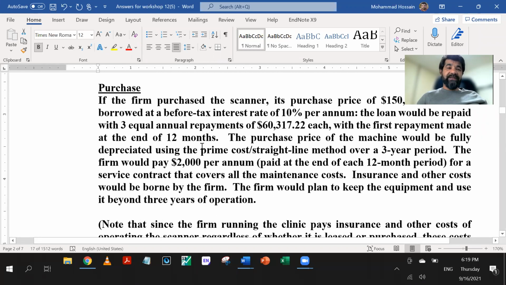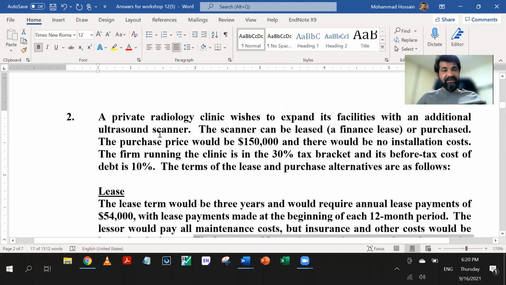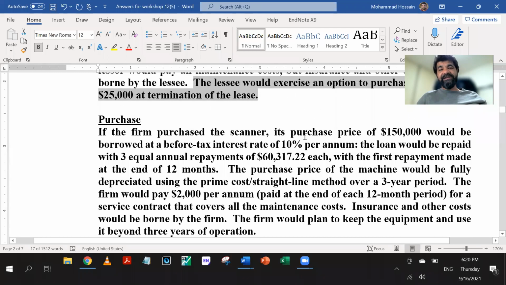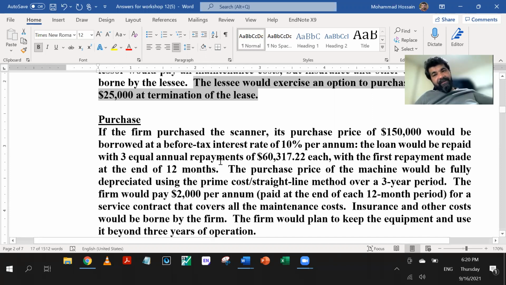Now the purchase option. If the firm purchased the ultrasound scanner, its purchase price is $150,000. It will be borrowed at a before-tax interest rate of 10% per annum. The loan would be repaid with 3 equal annual repayments, each of $60,317.22, with the first repayment made at the end of 12 months. After 12 months, we make the first payment, so an end-of-year payment.